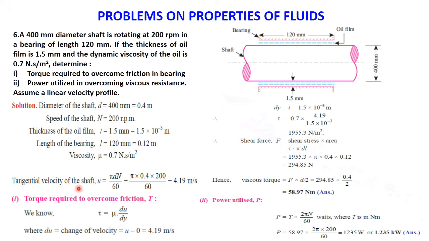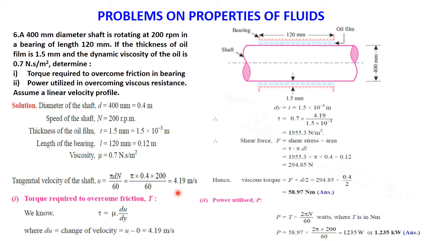So for this, first we need to calculate the value of tangential velocity of the shaft. We know that when a shaft is rotating, it produces a certain tangential velocity depending upon two parameters, the diameter and the speed. So u is equal to pi D N by 60. So pi into D, which is 0.4, N is 200, divided by 60.